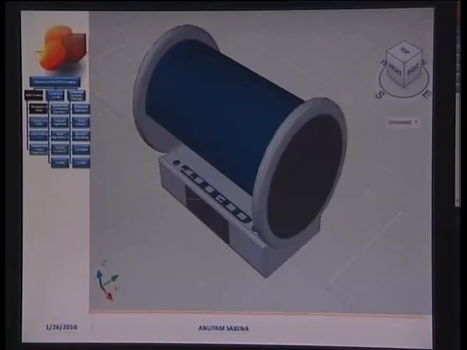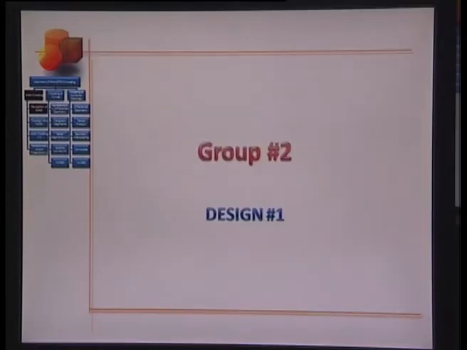So why don't you go ahead and record your marks for the first two designs? You can take your seat.